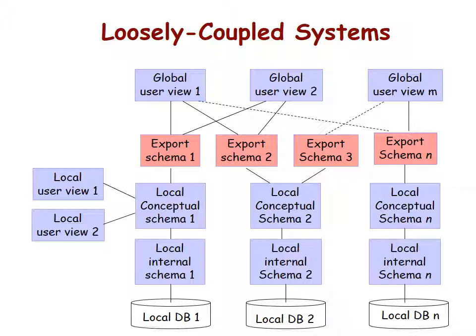In a loosely coupled system, we can also give each location the autonomy to decide what portion of the database to share at the global level. And this is done through the export schema. The export schema is similar to the participation schema in the tightly coupled system, except that multiple export schemas may be defined at each database location.